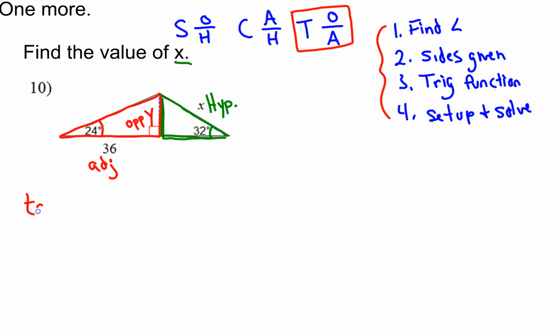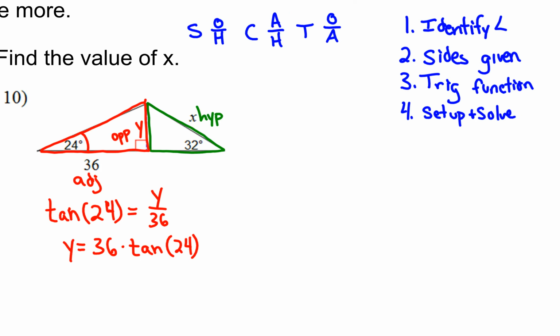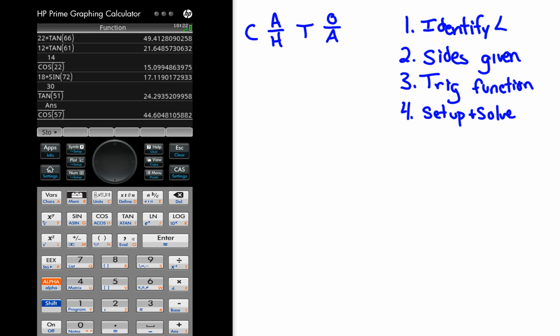We're going to say the tangent of our angle is equal to the opposite y over the adjacent 36. From here to solve this equation, if the variable is on top, you multiply by the trig function. So we get y is equal to 36 times the tangent of 24. From here, it's just a calculator problem. We got to put in 36 times the tangent of 24 in the calculator.